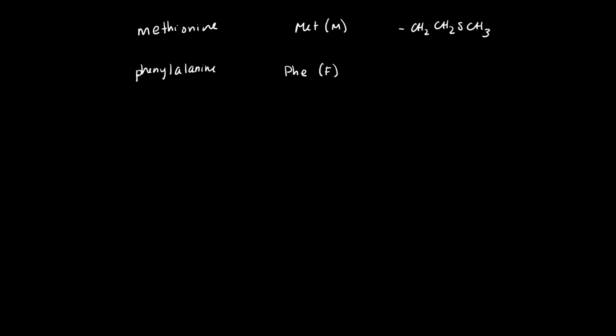Continuing our hydrophobic amino acids, next we have methionine, which has a straight chain with a sulfur in the middle. But sulfur isn't very electronegative, and it doesn't have a hydrogen attached to it, so this is still nonpolar. Next we have phenylalanine, which is the first of our aromatic side chains. So it has a CH2 and then a benzene attached to it.